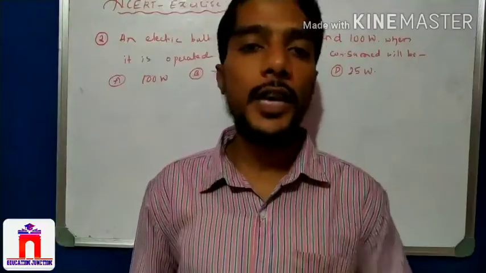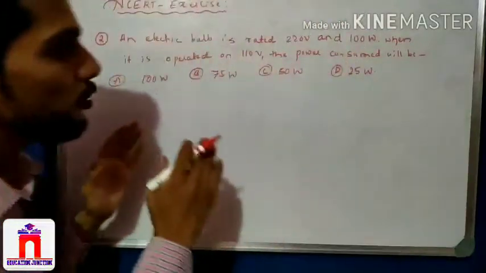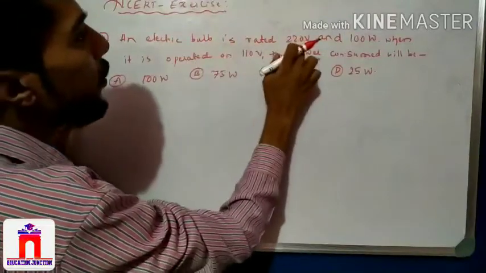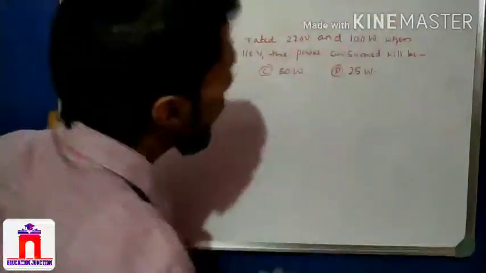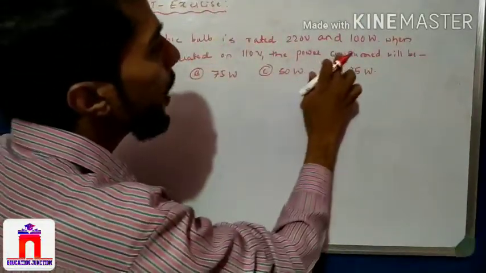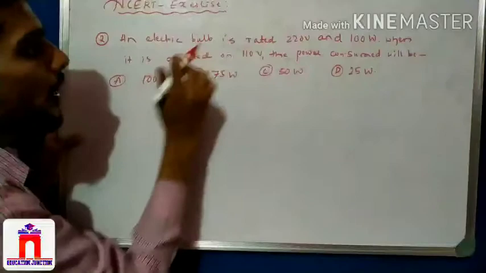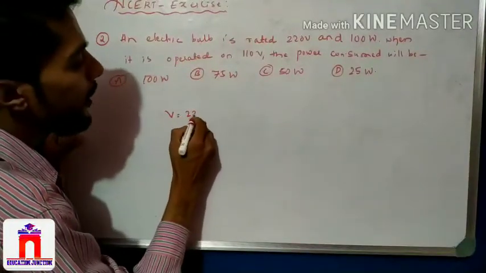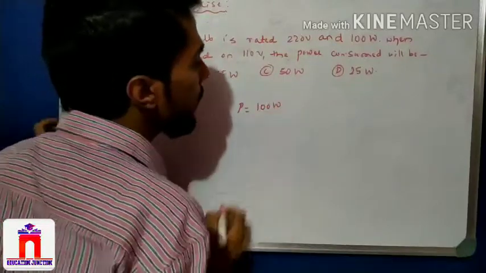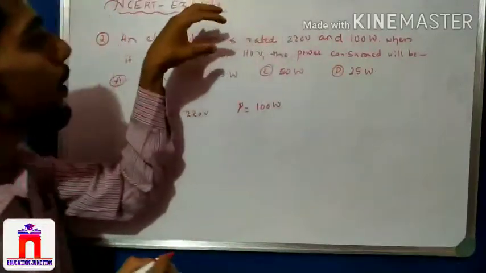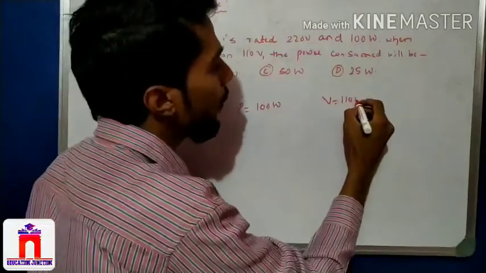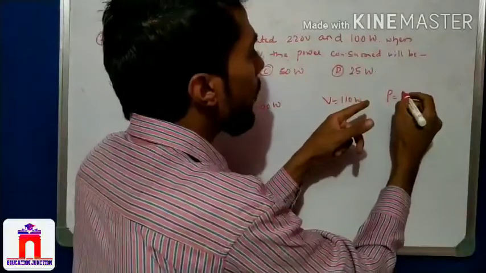Now take the second problem of this video. It is also an MCQ, multiple choice question. The question is: an electric bulb is rated 220 volt and 100 watt power. When it is operated on 110 volt, then the power consumed will be? See here what is given: V is 220, and the power P is equal to 100. Now the same bulb is operated at 110 volt, then how much power is consumed?